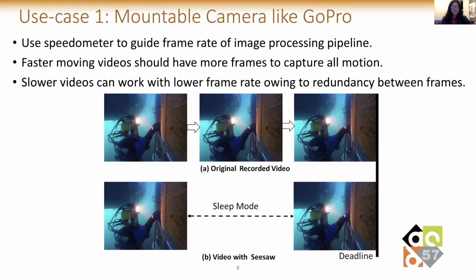The first use case for which we show benefits of Seesaw is a mountable camera like a GoPro. Here, the speedometer present in the GoPro for user information is used to guide the frame rate of the camera. Faster moving videos need higher frame rates to capture all motion, whereas slow videos have a lot of redundant frames and can drop frames to move to sleep mode and thus work with a lower frame rate, as shown in the figure.